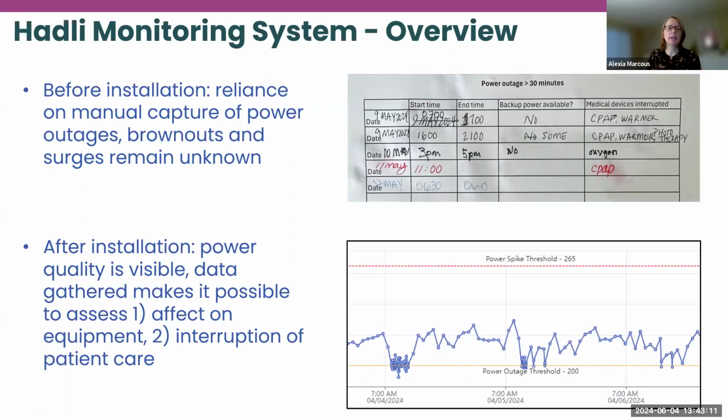So when I look at what logging before the system installation looks like, we have to rely on manual capture of power outages. Specifically, we can capture outages, but brownouts and surges are really hard to track. They're usually invisible and can't be detected.